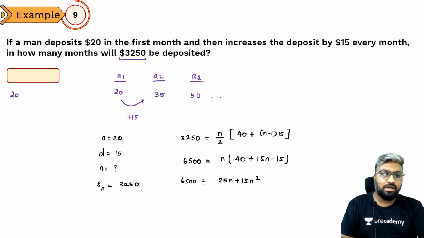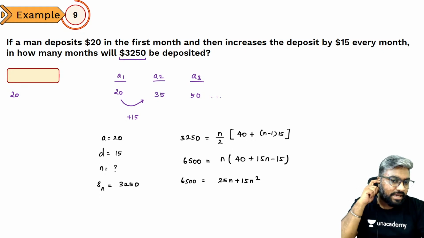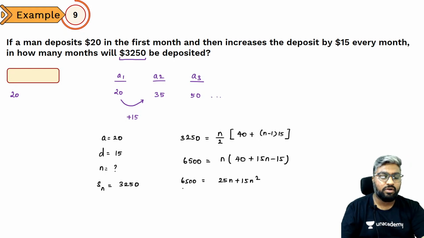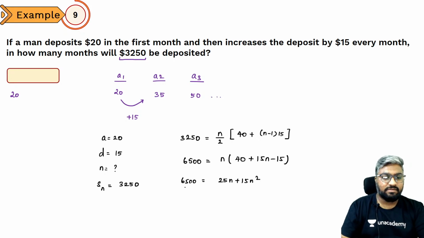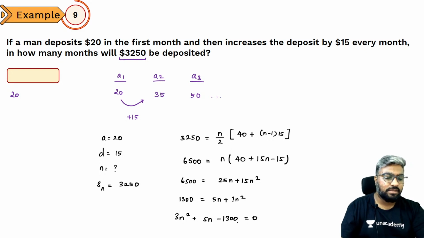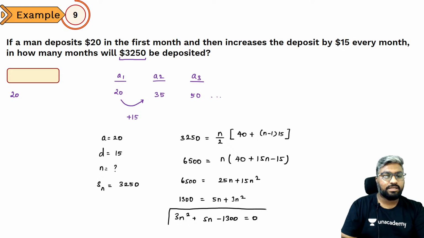Cool. So before we move ahead, we can divide this equation by 5. What would we get? 6,500 by 5 is basically 1,300. 1,300 is 5n plus 3n square. So you're getting a quadratic equation, 3n square plus 5n minus 1,300 is equal to 0. Say yes if this is clear guys. This is your quadratic equation.